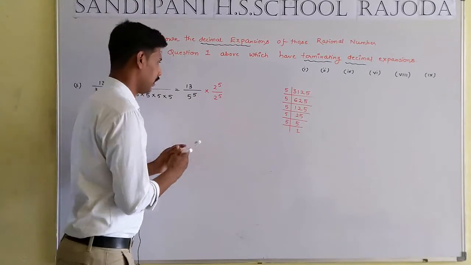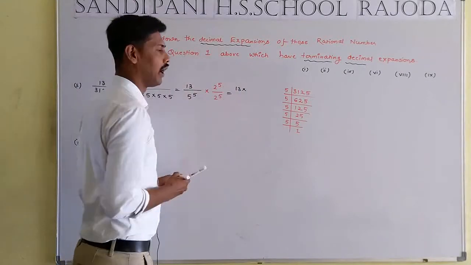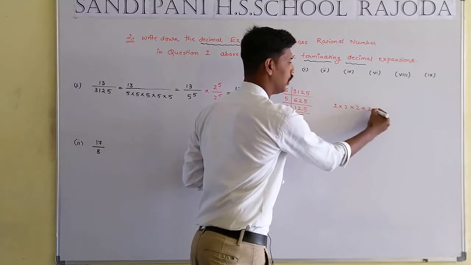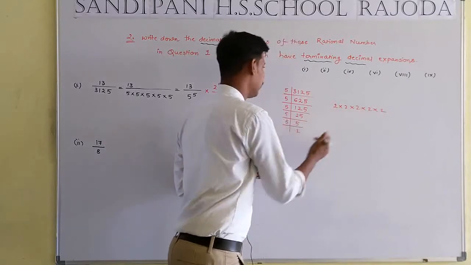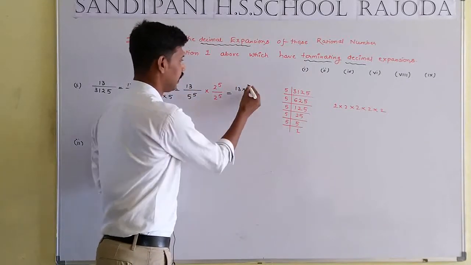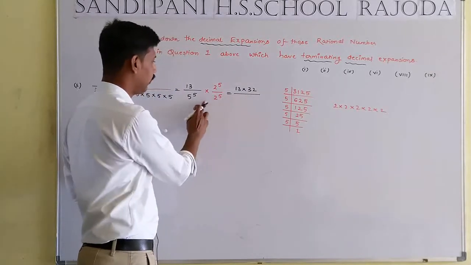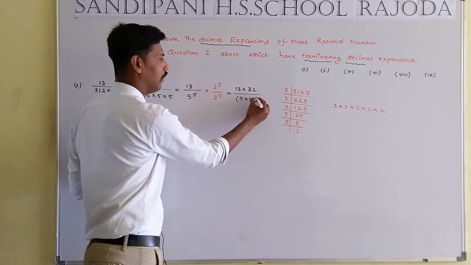Now 13 into 2 to the power 5. 2 to the power 5 will be equivalent to 2 into 2 into 2 into 2 into 2. 2 twos are 4, 4 twos are 8, 16 and 32. That means here 13 into 32 whole by 2 to the power 5 and 5 to the power 5, that means 5 into 2 whole power 5.